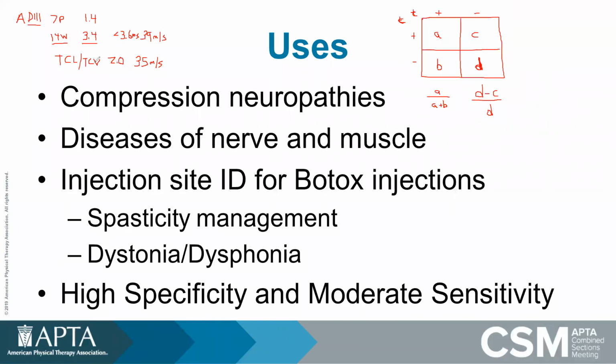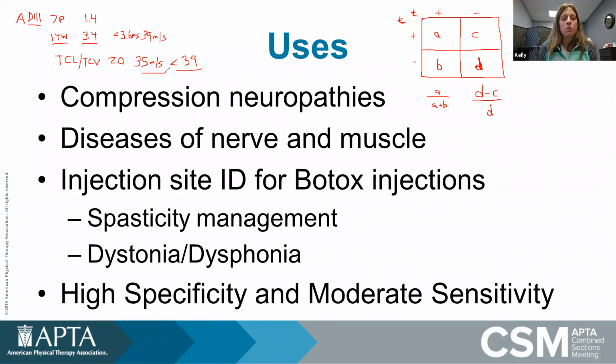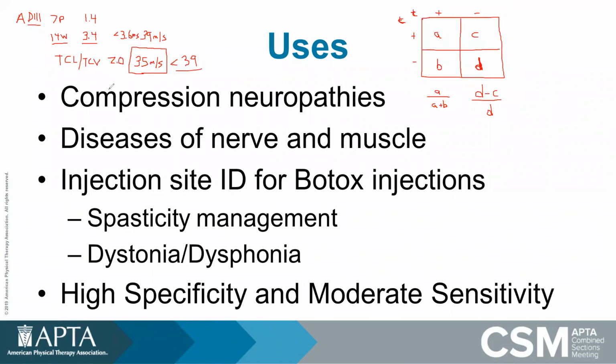But what is the normal transcarpal velocity? A normal transcarpal velocity, the short segment, is 39, the same as above. It should be the same. So is that fast or is that slow? That's slow. It's slow because it should be faster.